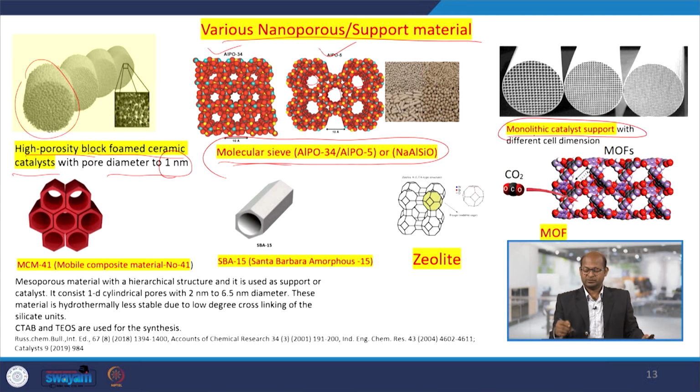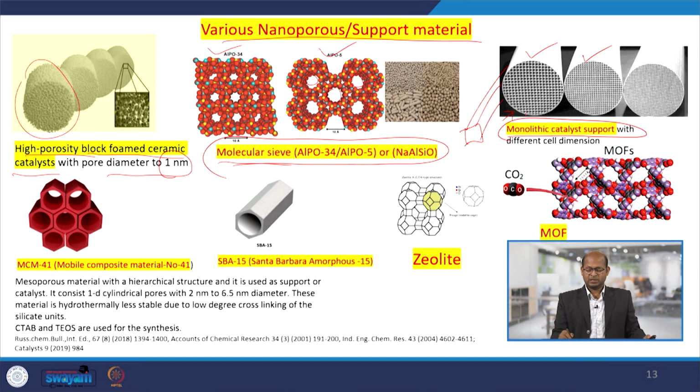Monolithic type of catalyst support materials. So, these are called monolithic. Rectangular pores are available in it, so it is in the form of channels. These materials we can use as support materials where pressure drop and temperature effects are very crucial for designing the reactors and catalyst bed preparation.